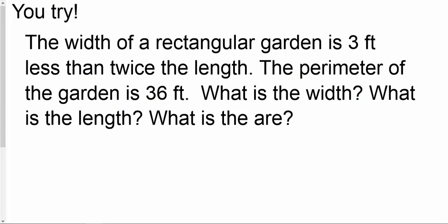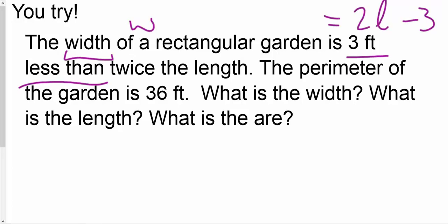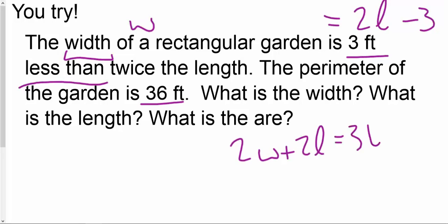Okay, so we switched up length and width. Now the width is first. So it says the width is 3 feet less than. Oh, that's big. We don't want to do 3 minus here. We have to do minus 3 because we're taking 3 away from the quantity. And that's twice the length. The perimeter is 36. So 2W plus 2L is 36.